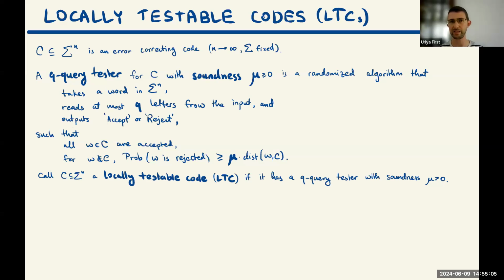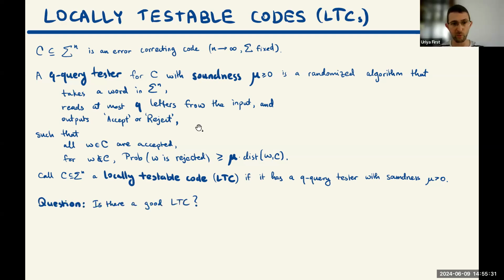Remember that n goes to infinity, so I have an infinite family of such codes, all of which have the same Q and the same mu. Great. Locally testable codes are mainly motivated by probabilistically checkable proofs, PCPs, but they're also useful just for communication, because you can decide quickly whether or not it is worth decoding the word. Maybe you can tell quickly if it was significantly corrupted.